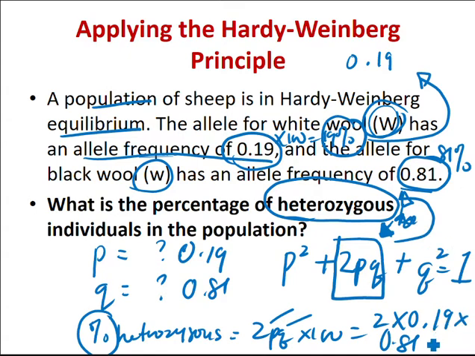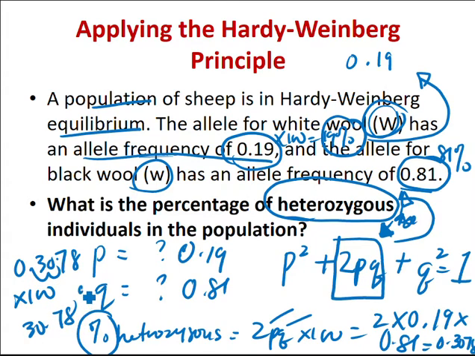So you will get 0.3078. Now remember the question wants it in the percentage value. So 0.3078 times 100, you will get around 30.78%. So that is the percentage of heterozygous individuals in this population.